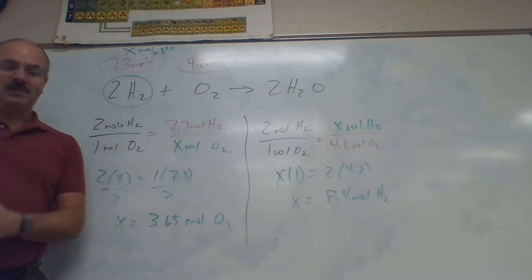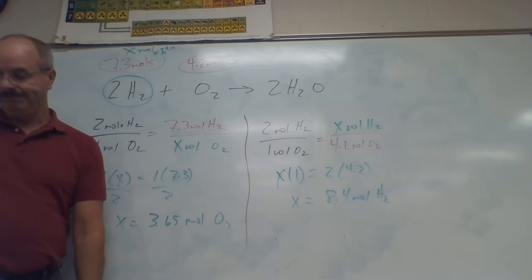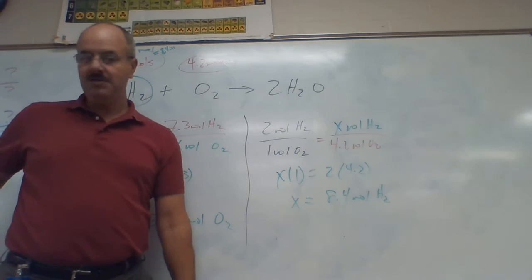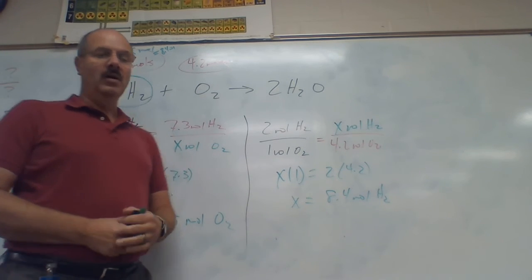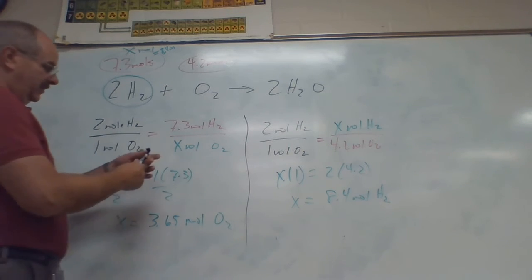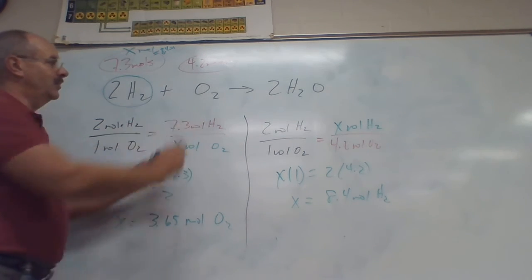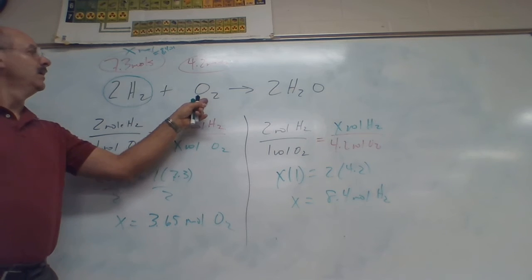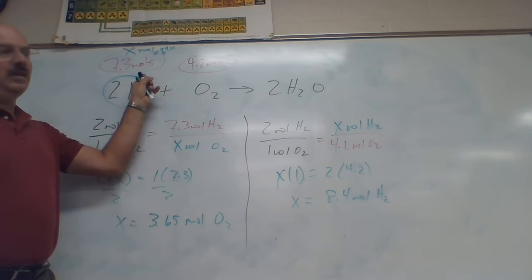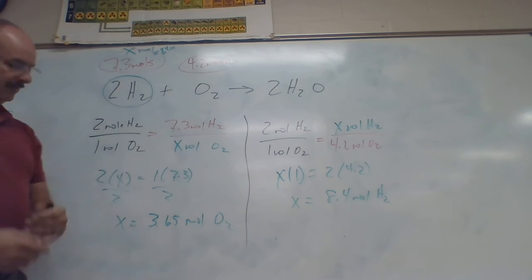All right, so that was the first part of the notes. Then it says we got question number 2. It says, how much excess reagent will there be? Well, excess reagent, this guy over here was the one that was going to have extra, right? Instead of I use all 7.3 moles of this, I need a certain amount of that.